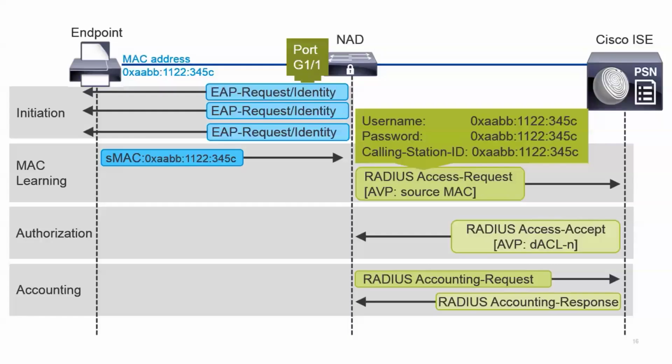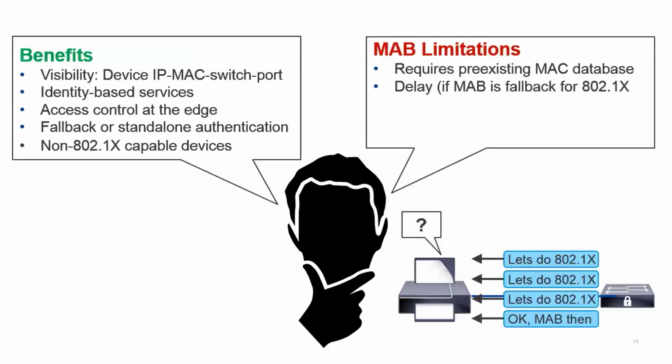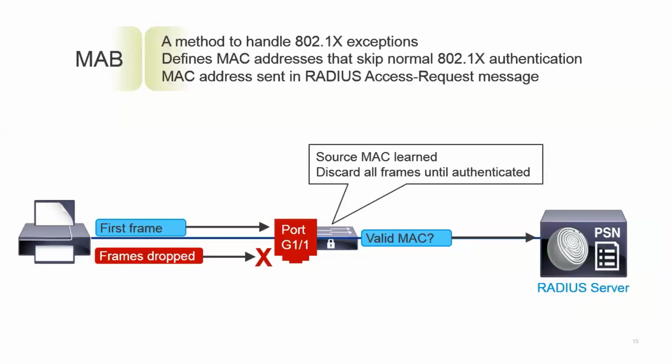So MAB is the same and 802.1X is the same, but for MAB you have to create a separate policy, and for 802.1X you have to create a separate policy. Generally, MAB belongs to those devices where you can't put in a username and password, right?